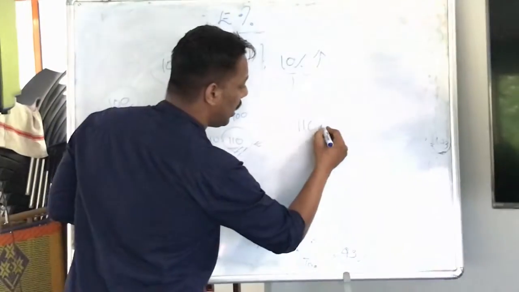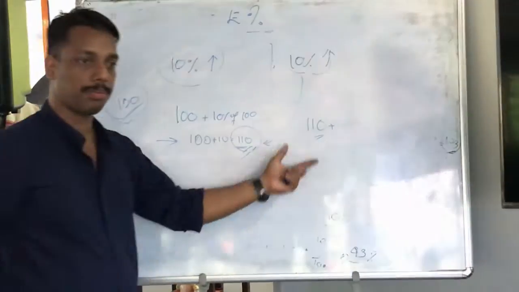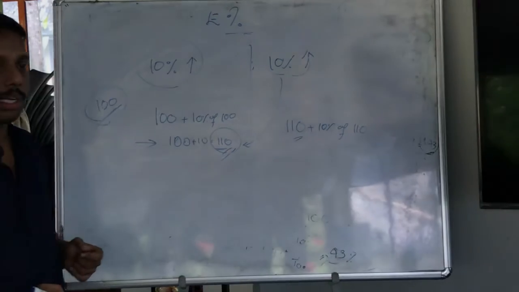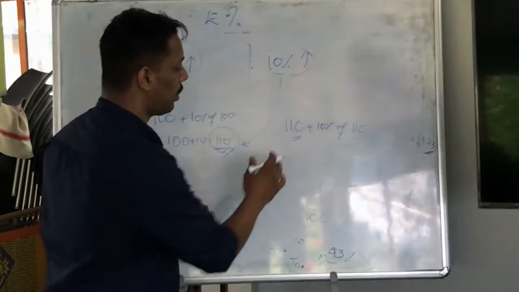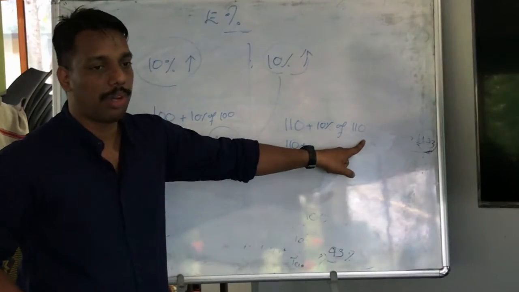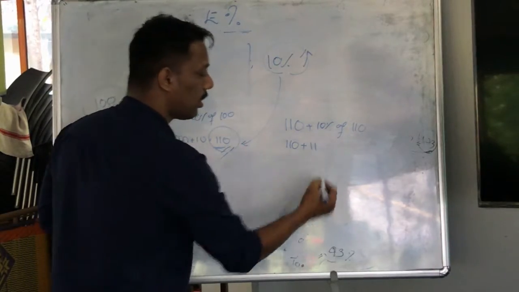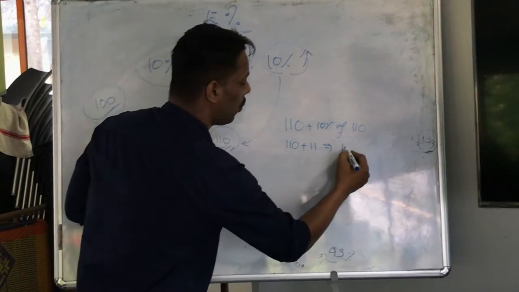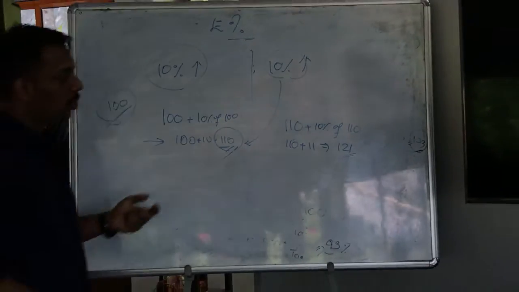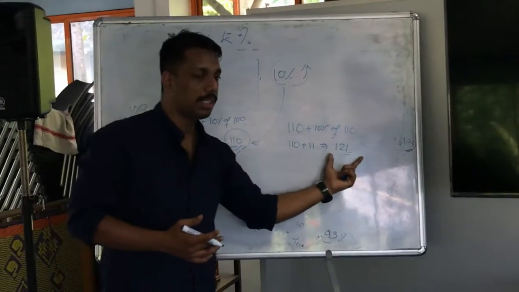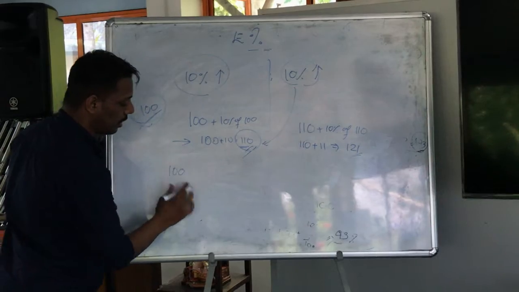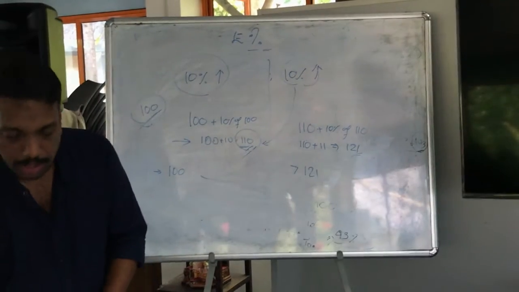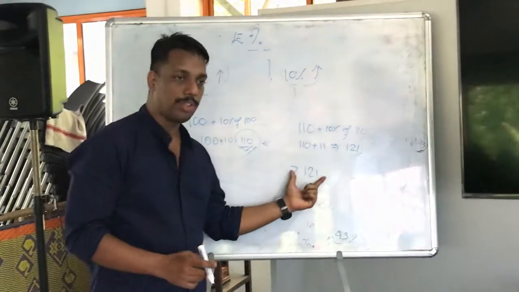In the first instance your price is 110. In the second case, you have to add 10% of 110. What is 10% of 110? It is 11, right? So your final price is 110 plus 11, which is 121. Okay? The initial value is 100 and the final value is 121.